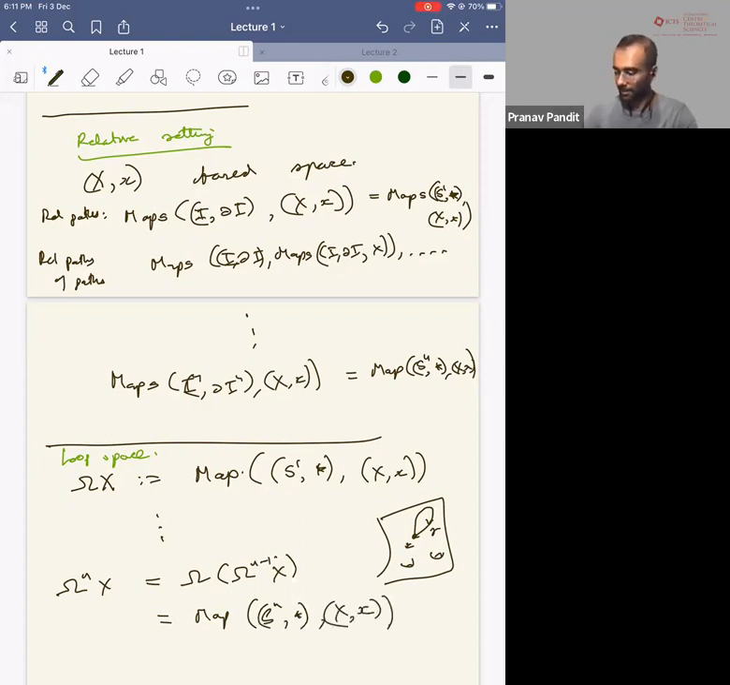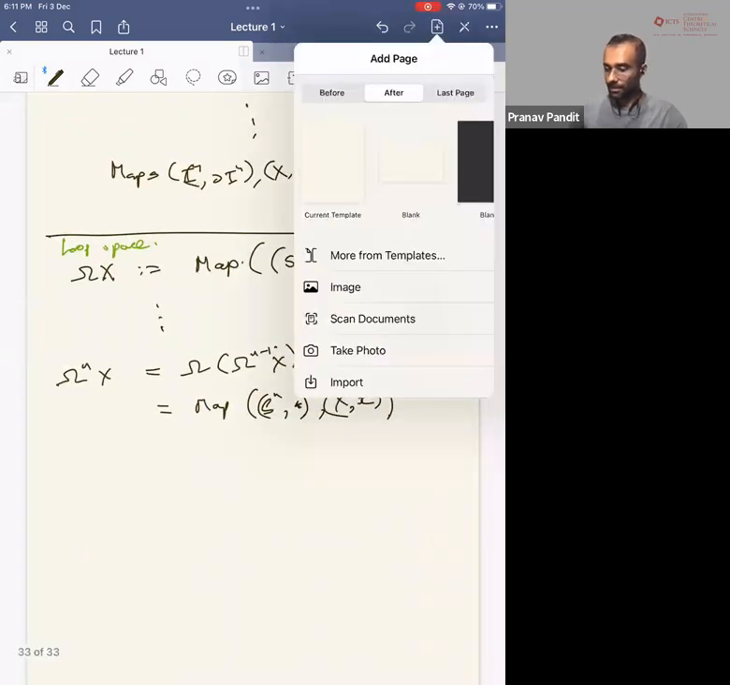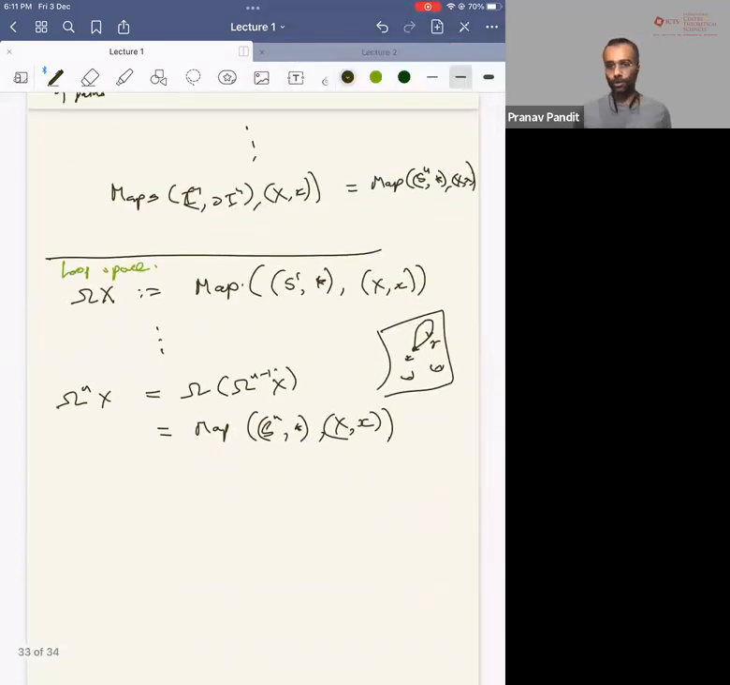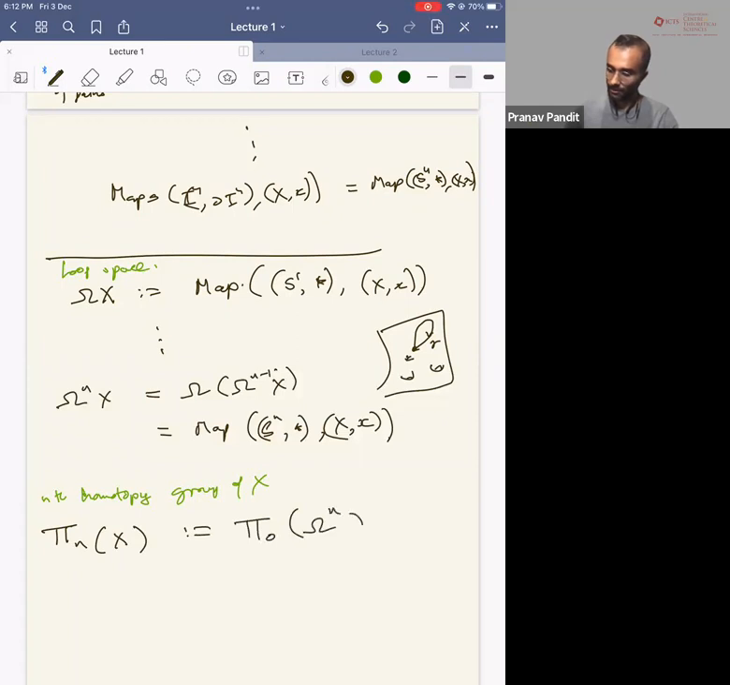So you can define these iterated loop spaces, and this gives you a way to define, I mean, this is what you're studying in homotopy theory if you care about paths, but you've fixed a base point. And you can take, at each stage, connected components, and the thing that we call the nth homotopy group is just the connected components of omega n of x, right?